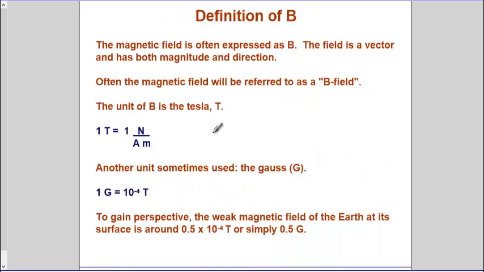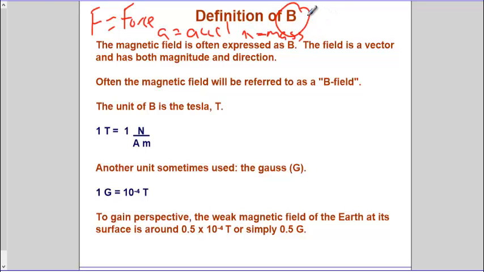Magnetic fields are represented with the letter B. So let's have a little discussion. F, the letter F stands for force. The letter A stands for acceleration. The letter M stands for mass. B in physics is just a letter we chose, is the magnetic field. So the magnetic field is often expressed with the letter B. It is a vector because it has a strength and a direction.